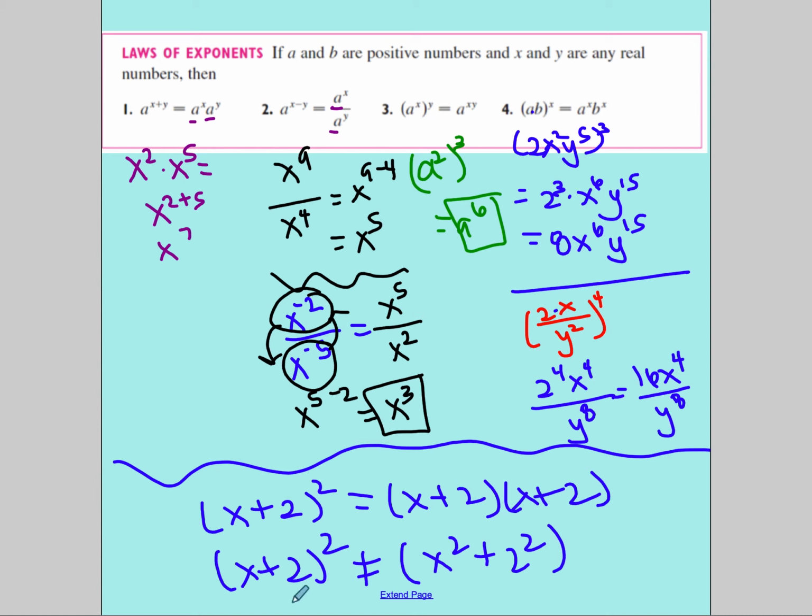So this is like a huge mistake that people typically make in the beginning of calculus. So make sure you aren't doing that. But those are our laws of exponents.